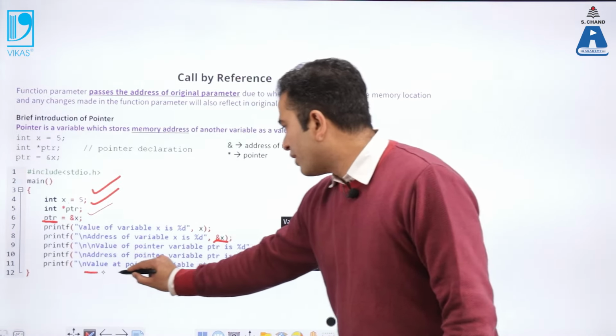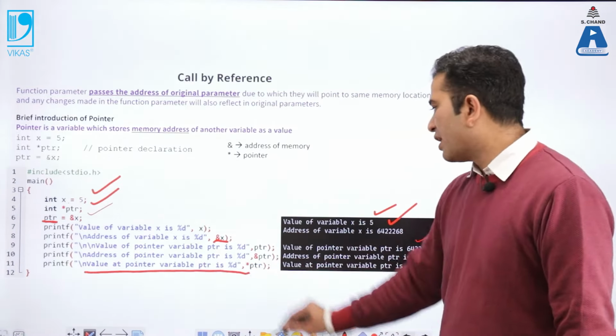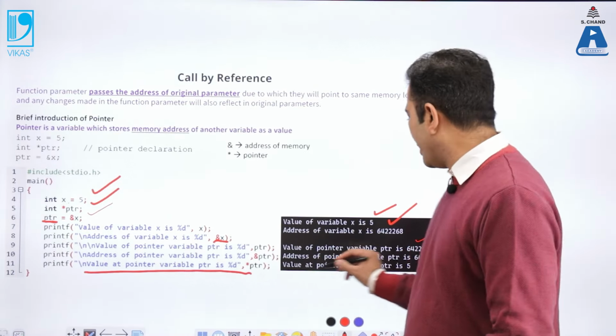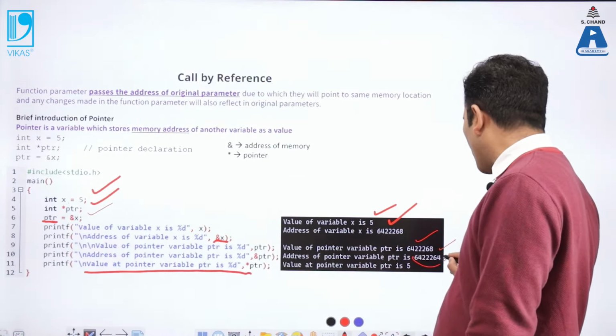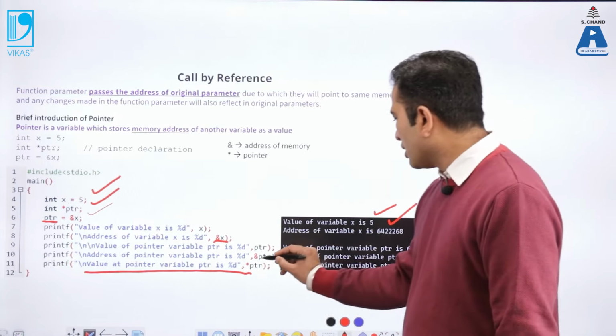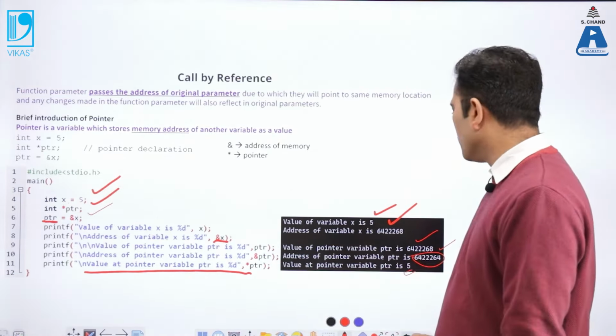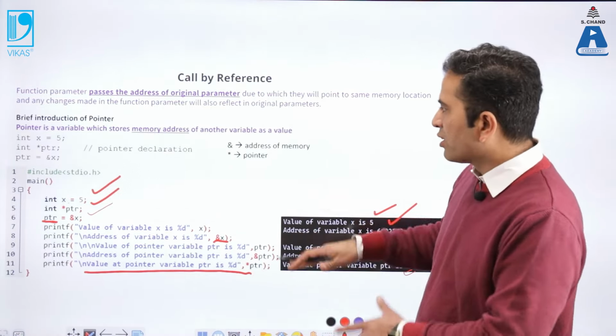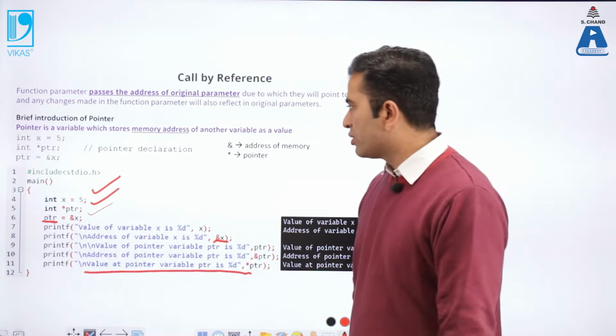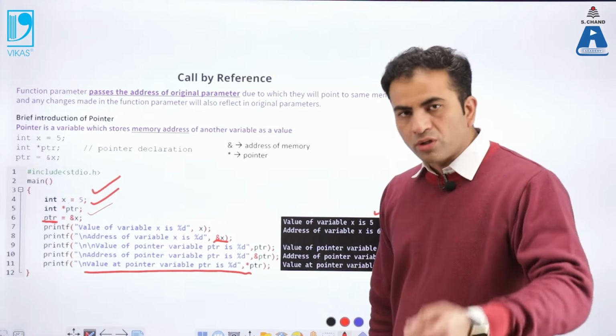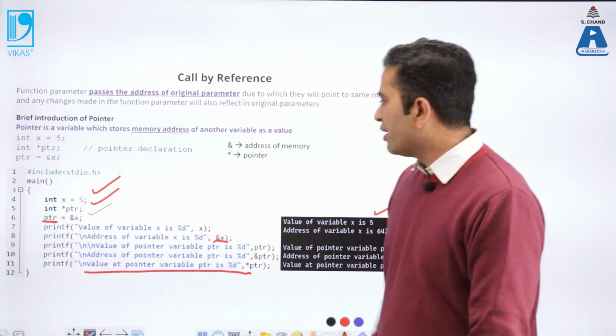Then printf the value at the pointer variable PTR. If we want to print what is the value at this particular location, that is star PTR. So that is 5. Okay, so this is the brief concept of pointer, and this concept will be used in call by reference.